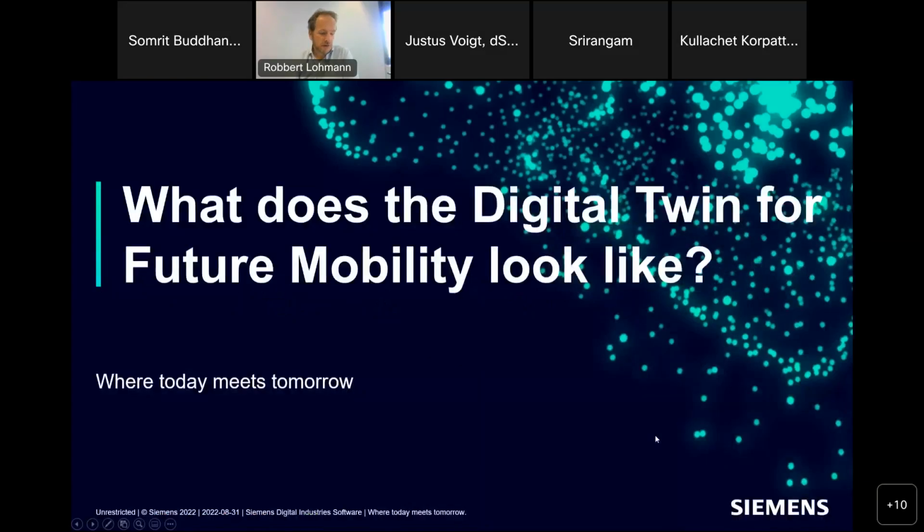There we go. So I took a little bit of inspiration from the title for today, and wanted to sketch how future mobility actually impacts the work in the development that we do here at Siemens.